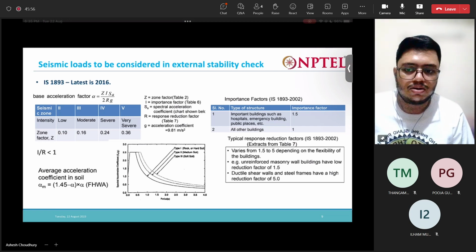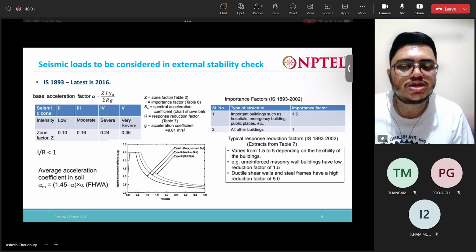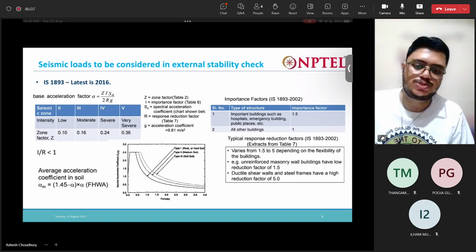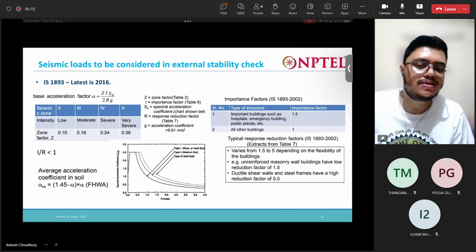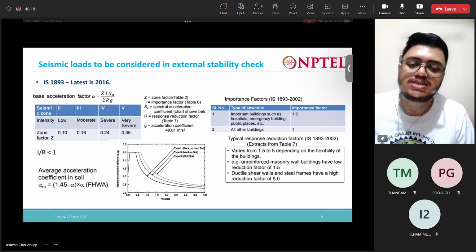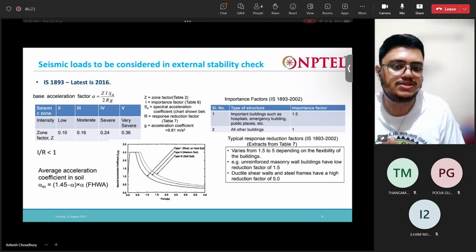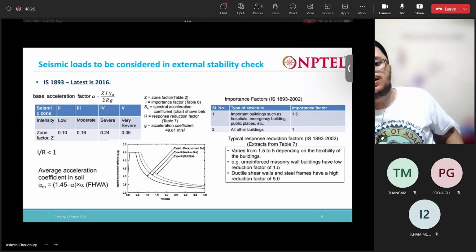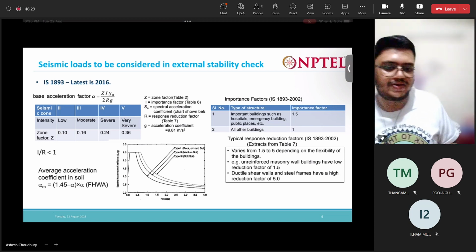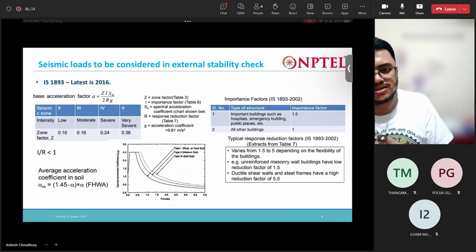We determine the period of the structure, and from there we determine the spectral acceleration coefficient, which gives the SA by G factor. And the third is the response reduction factor. Say your structure is very rigid, then this response reduction factor will be low. Say your structure is very flexible, then the response reduction factor will be high. Flexible structures are less affected by earthquakes, so for flexible structures we have a higher response reduction factor.